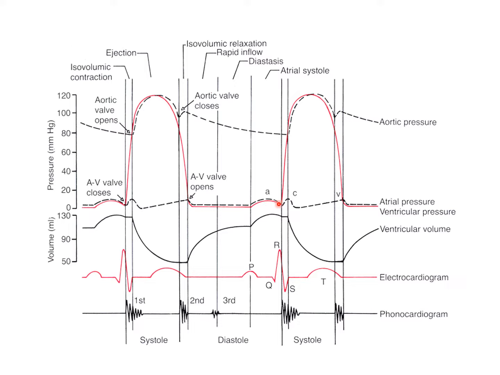Okay. As soon as the ventricle contracts, it closes the AV valve, which is marked right there. So AV valve closes, aortic valve opens, aortic valve closes, AV valve opens. This is the end of phase 1. This is phase 2, phase 3, phase 4, and this is all phase 1 right there. Okay.